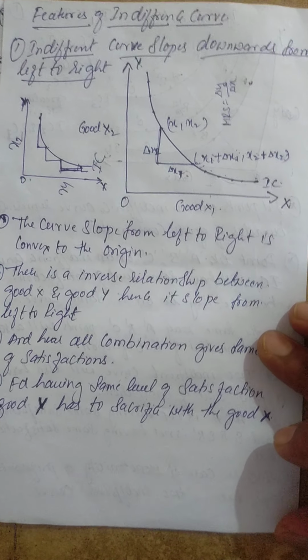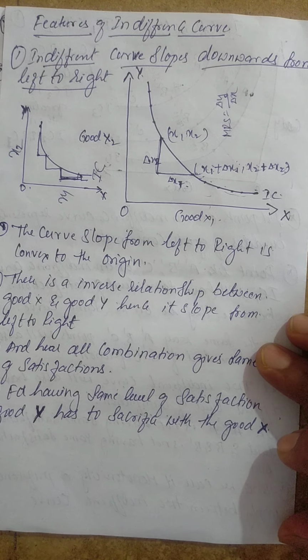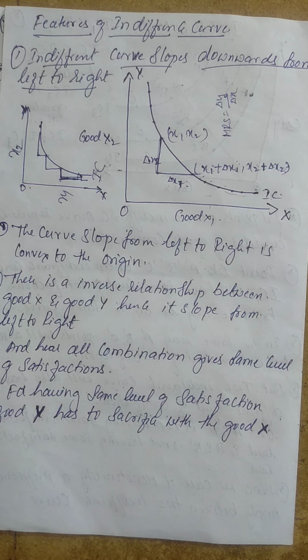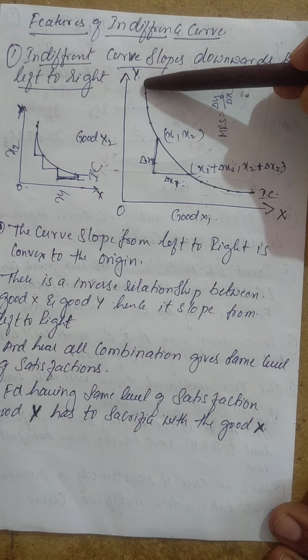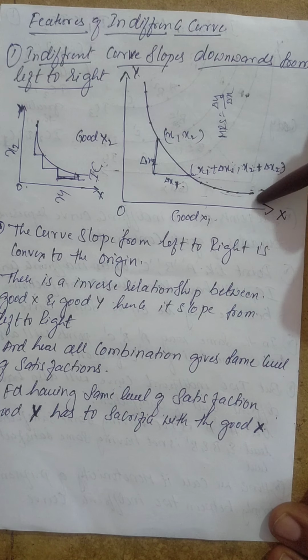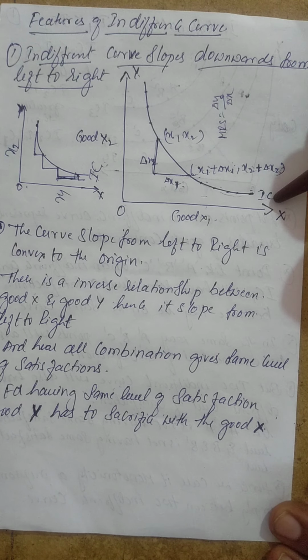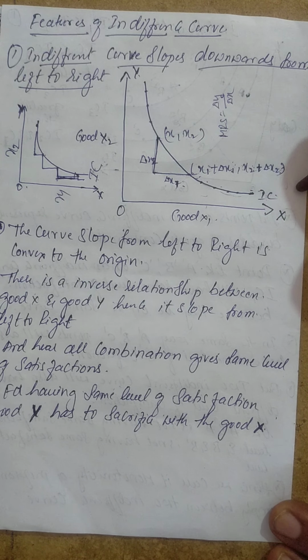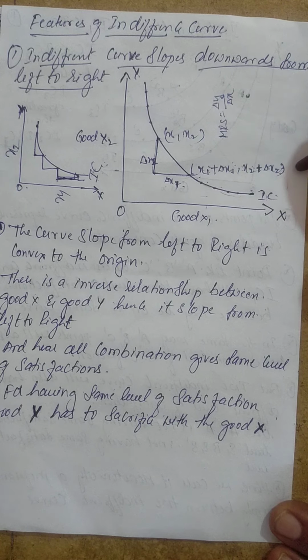Next we are going to see the slope of indifference curves, and also the features of the indifference curve, how things change. So the indifference curve slopes downwards from left to right. Yes, see, it is sloping from your left to your right. This is the indifference curve. It is sloping from left to right, and a lot of changes we can see here.